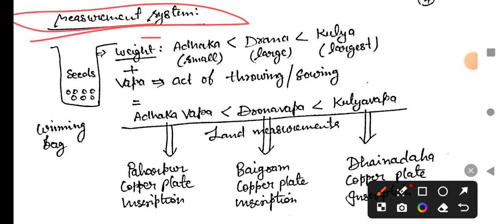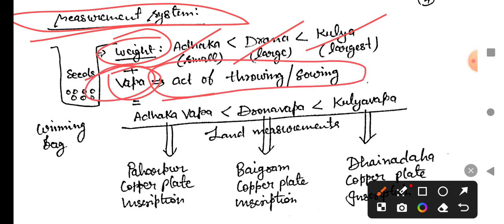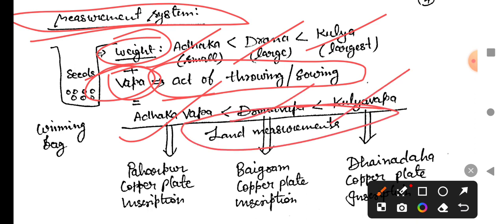Now the measurement system, for measurement of weight or of food grains. Measurement means wap. Adhak means small measurement, drone means large, and kul means largest. Wap means the act of throwing or sowing. So adhak wap, drone wap, and kul wap are the measurements.